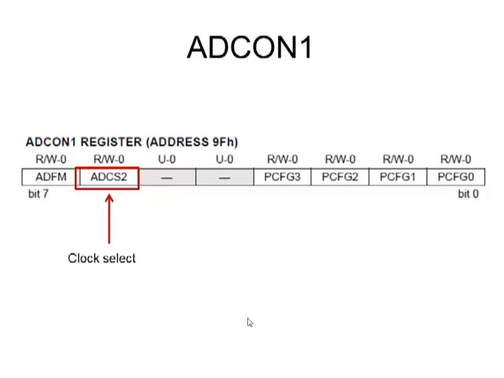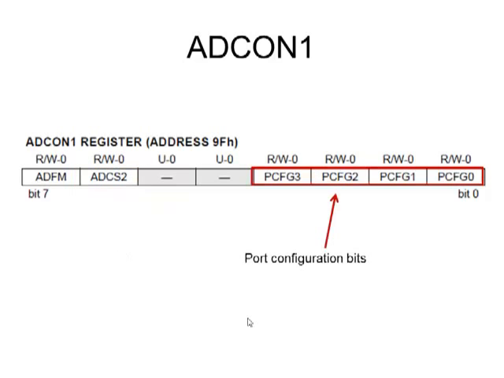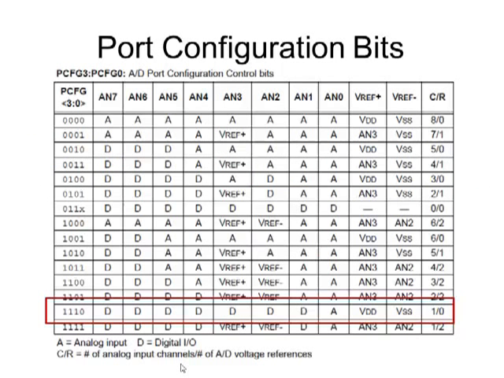Okay, this is one of the clock select bits. We'll talk about that a little bit more later. And these are port configuration bits. Okay, these are 4 bits that define one of 16 different configurations for this port. So let's take a look at that. Here are all the different combinations of these 4 bits and what they represent.